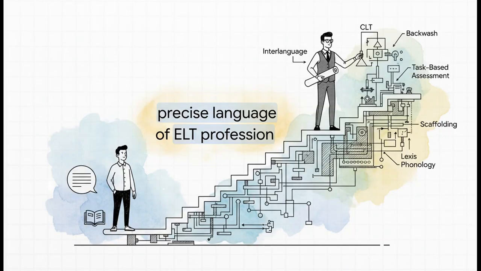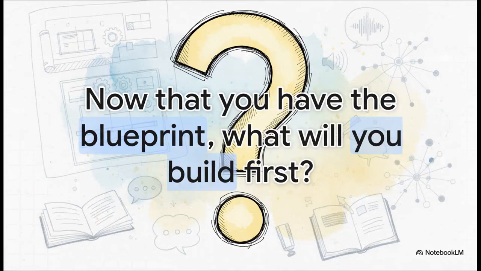So you see, this isn't just a list of random terminology. This is the language of a professional. Knowing this stuff is what lets you diagnose problems, make smart choices in the classroom, and really understand your student's journey. It elevates you from just being a fluent speaker to being a professional teacher. So now you have the blueprint. You've got a peek into the secret language of English teaching. The question is, what's the first thing you're going to build with it?